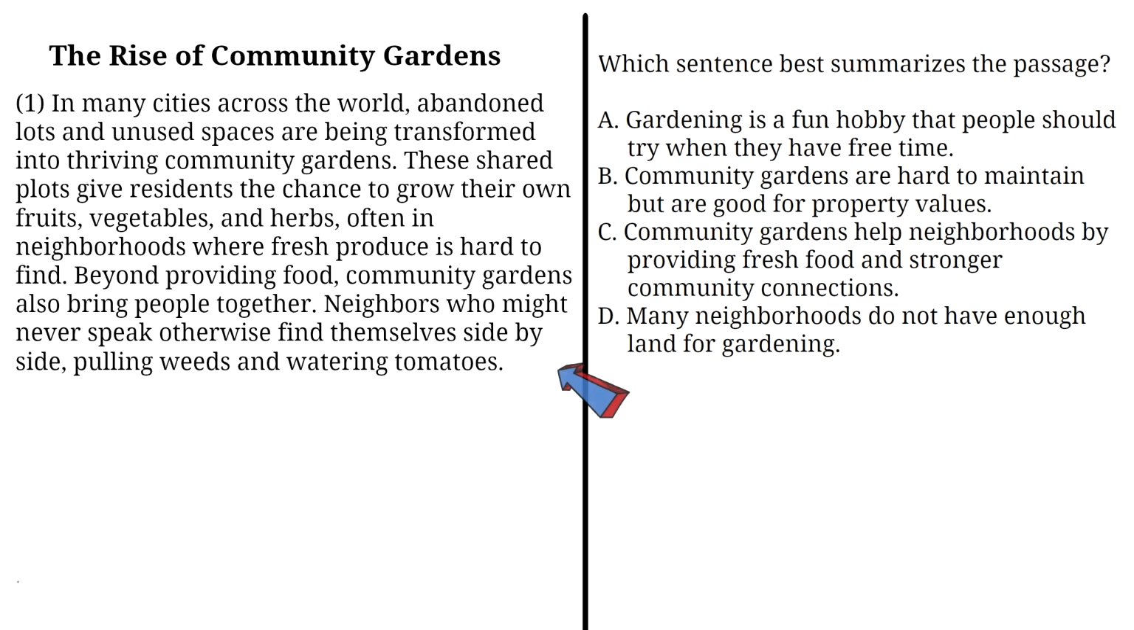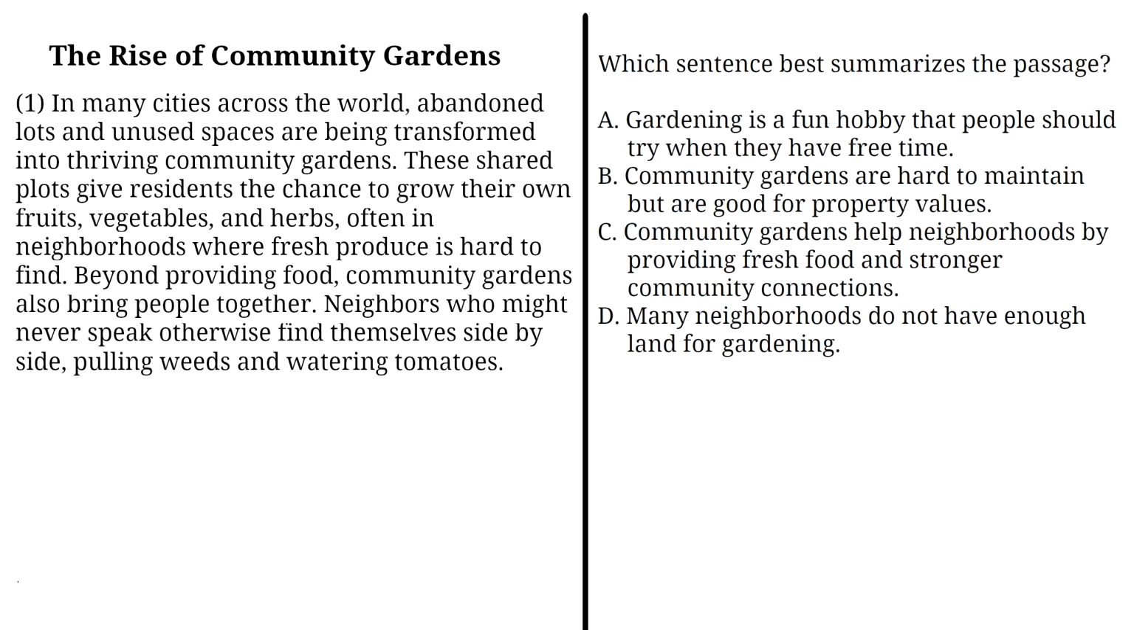Now let's look at the first paragraph to figure out the passage's central message about rising community gardens. The paragraph reads, "In many cities across the world, abandoned lots and unused spaces are being transformed into thriving community gardens. These shared plots give residents the chance to grow their own fruits, vegetables, and herbs, often in neighborhoods where fresh produce is hard to find. Beyond providing food, community gardens also bring people together. Neighbors who might never speak otherwise find themselves side by side, pulling weeds and watering tomatoes."